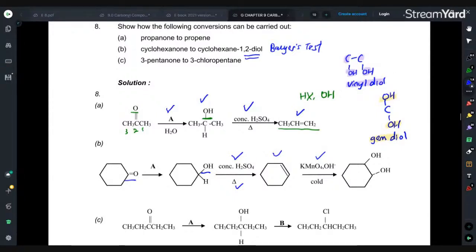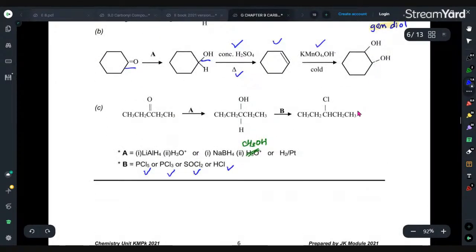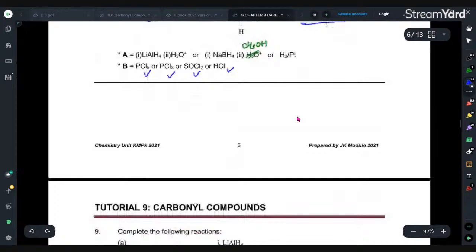Okay, this one is pentanone. Chloropentane, a haloalkane, can also be formed by adding HX. Since it is chloro, HCl; we can also accept SOCl2, PCl3, PCl5, no problem, up to you. So first, the ketone undergoes reduction to form an alcohol by using the reducing agent. Then the alcohol undergoes nucleophilic substitution with HCl to form the haloalkane. I think it should be no problem.